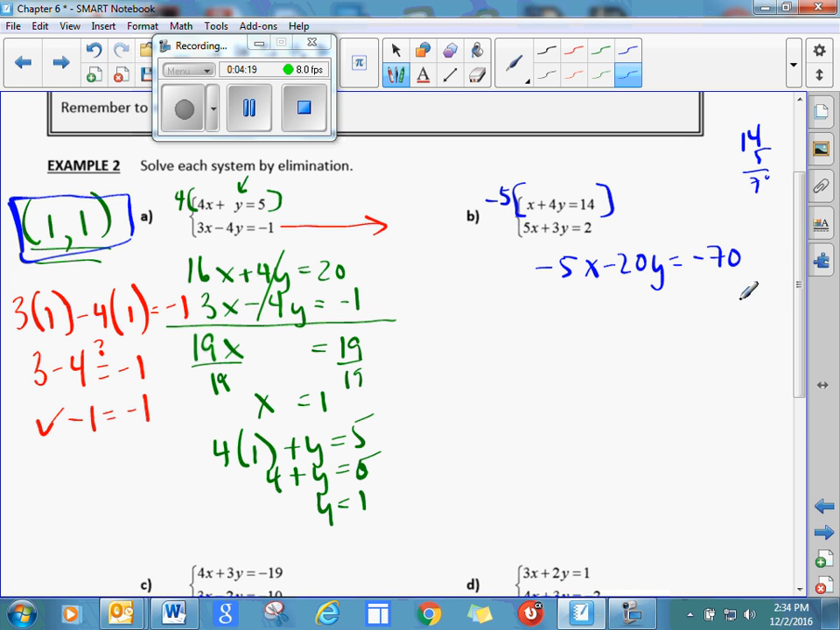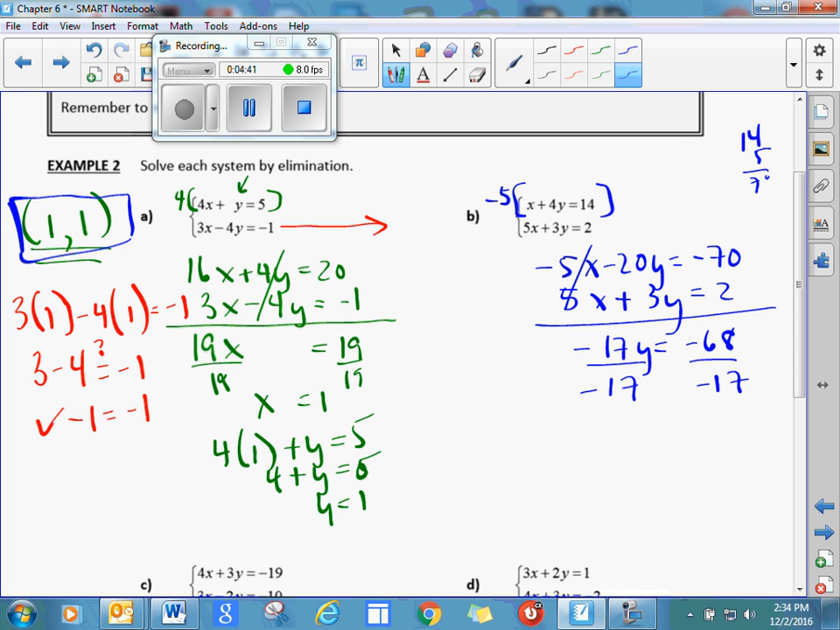Yeah, -70. So if I write my original second equation right underneath it, and I add them together, those cancel nicely, and I end up with -17y equaling -68. Divide both sides by -17, and I end up with y is equal to +4.